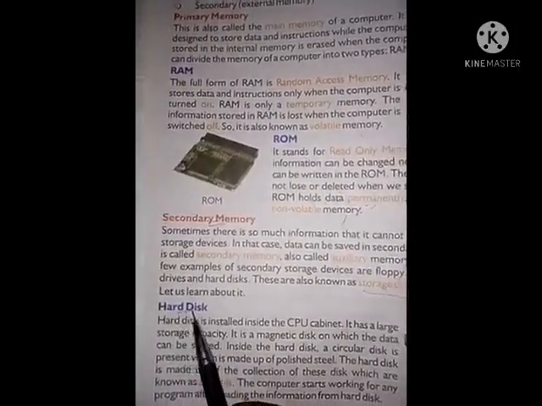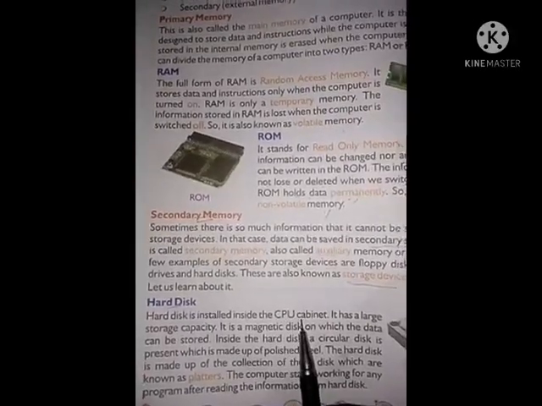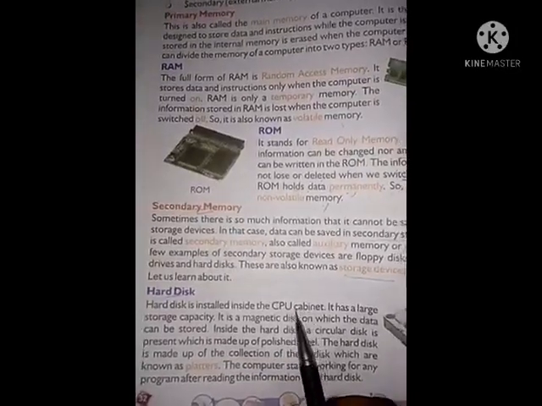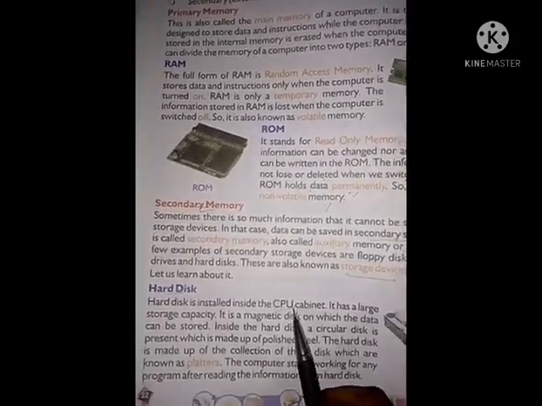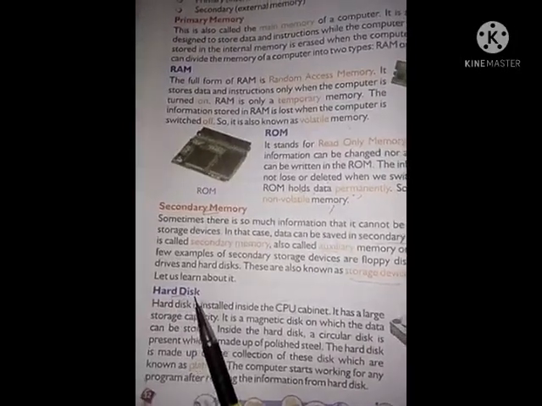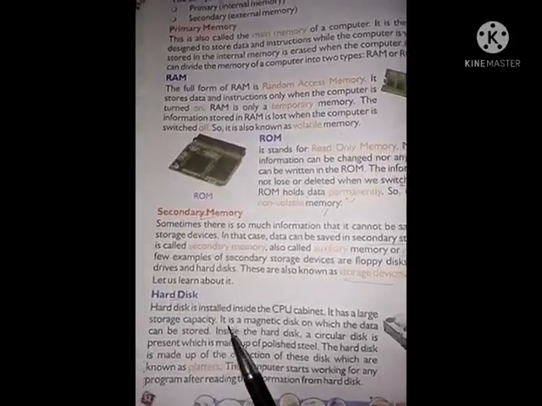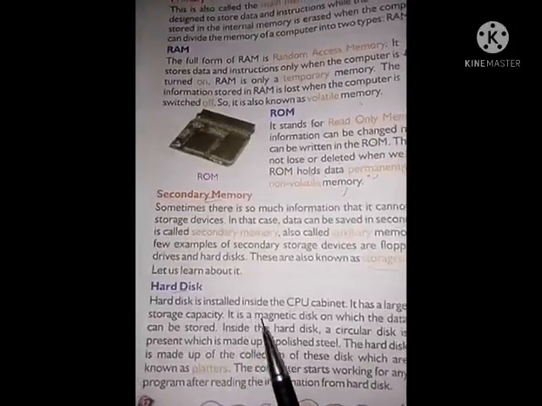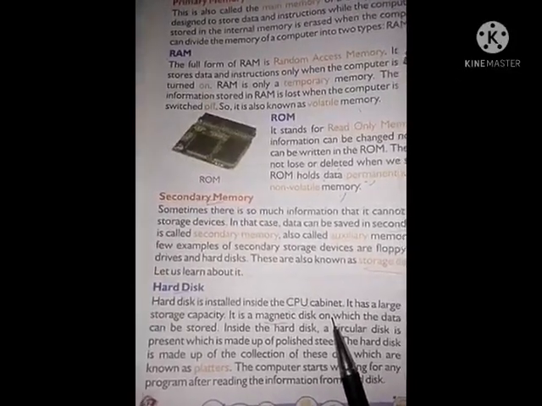About hard disk. Hard disk is installed inside the CPU cabinet. Do you remember the full form of CPU? Central Processing Unit. It has a large storage capacity. It can store a large amount of information. It is a magnetic disk on which the data can be stored.